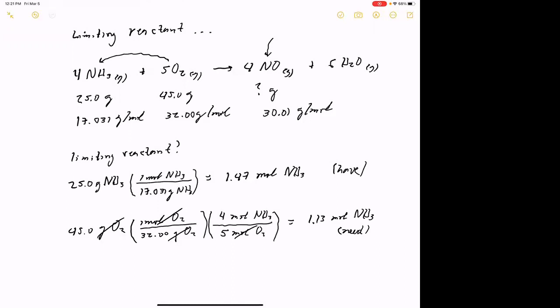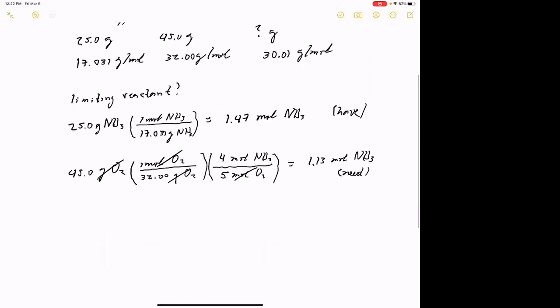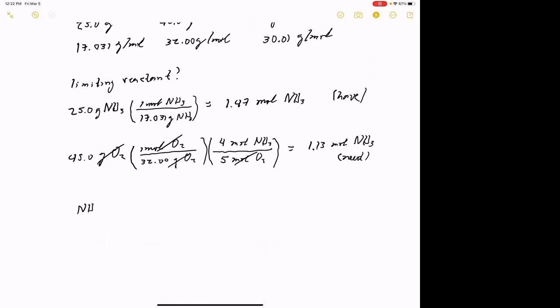So, do I have more than I need, or do I need more than I have? What do you guys think? More than you need. Yeah, I've got 1.47 moles of it available to me, but I only need 1.13 moles of it. So what does that tell me about NH3? Is it limiting or excess? What do you guys think? If I have more of it than I need, is it limiting me or excess? Excess. Excellent. Very good. Okay, so by default, what does that make oxygen? Limiting. I'm going to run out of the oxygen first.